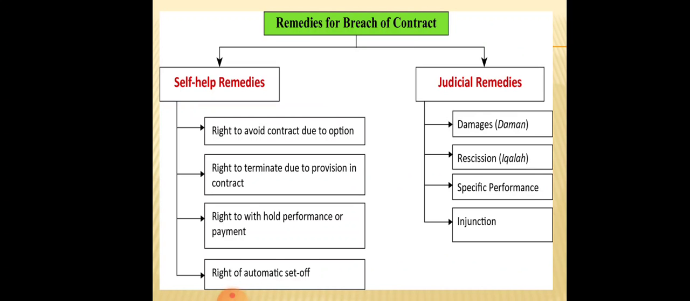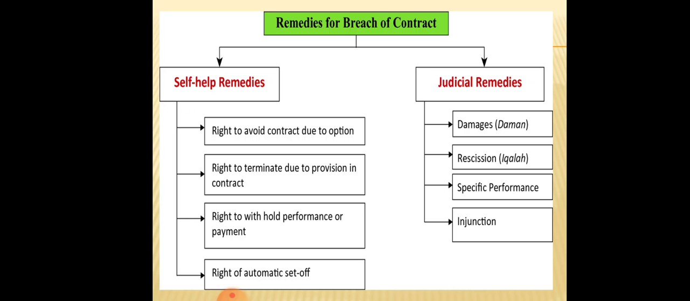So, remedies for breach of contract. There are self-help remedies and judicial remedies. Here today we are going to discuss judicial remedies. There are damages, that means compensation. If there is breach of contract, damages may be granted or compensation may be given to the aggrieved party. Second is rescission, that is the cancellation of an agreement. If both the parties agree to cancel the contract, then there may be a rescission of a contract, or a cancellation of a contract at the option of the parties.